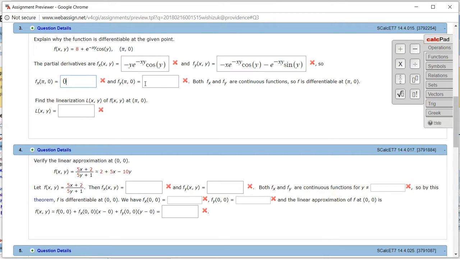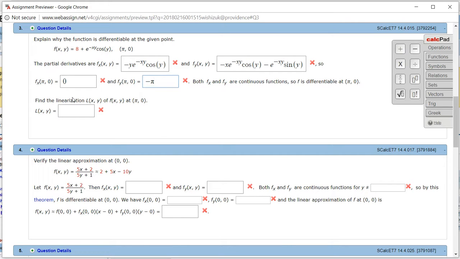And the partial with respect to y at the same point would be, since x is pi, you have negative pi, and e to the 0 is 1, and the cosine of 0 is 1, so it's going to be minus pi. And if you plug in here, since the sine of 0 is 0, the whole thing is 0, so you just get that.